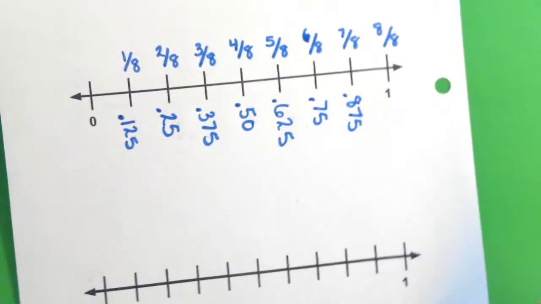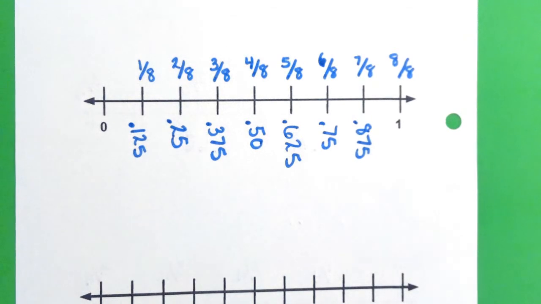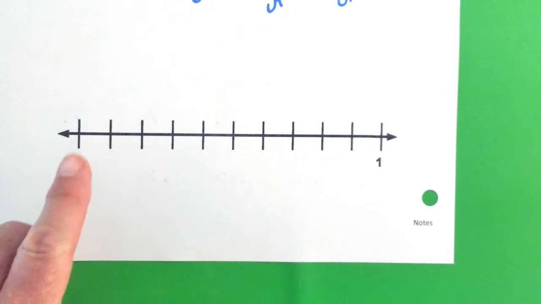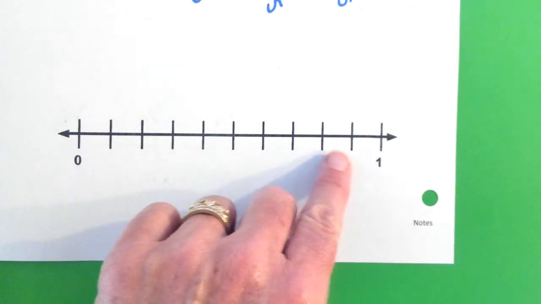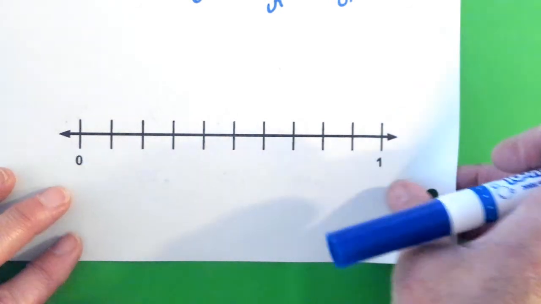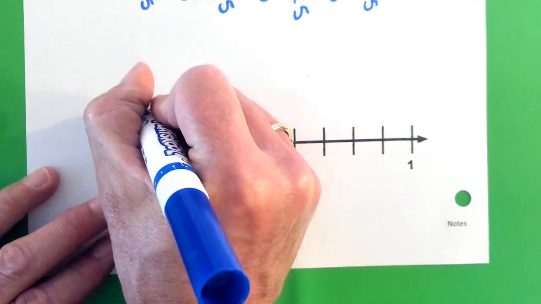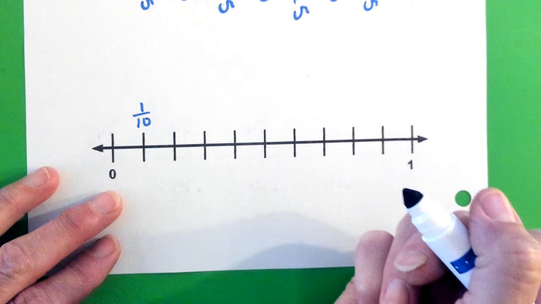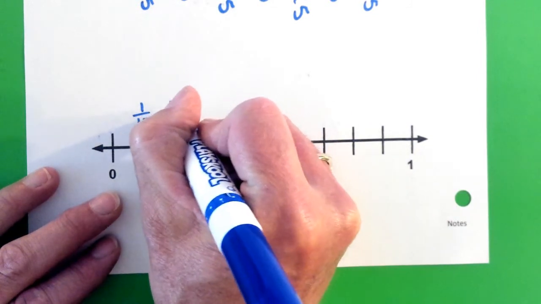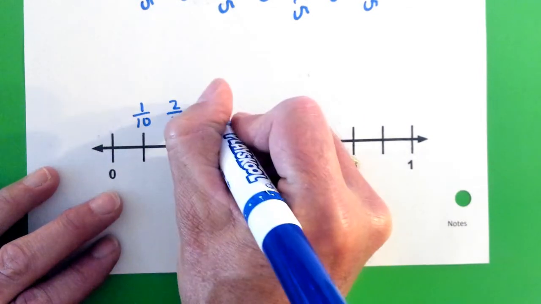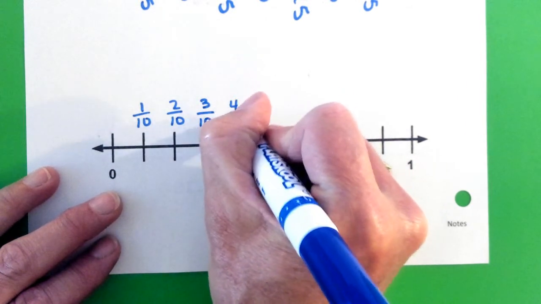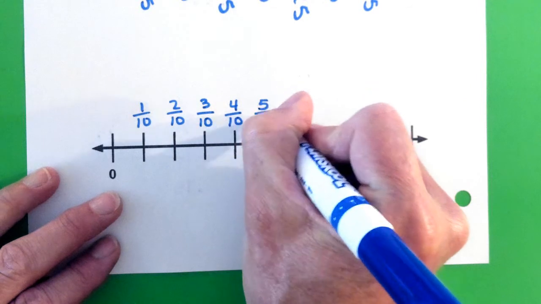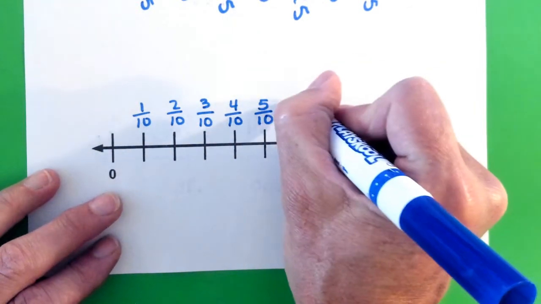All right, so if you need to pause, you can to copy that down. We're going to move on to the next number line. Let's count them. 1, 2, 3, 4, 5, 6, 7, 8, 9, 10. These are the tenths. So let's write the fractions on top. 1/10, 2/10, 3/10, 4/10, 5/10, 5 out of 10, that's halfway.